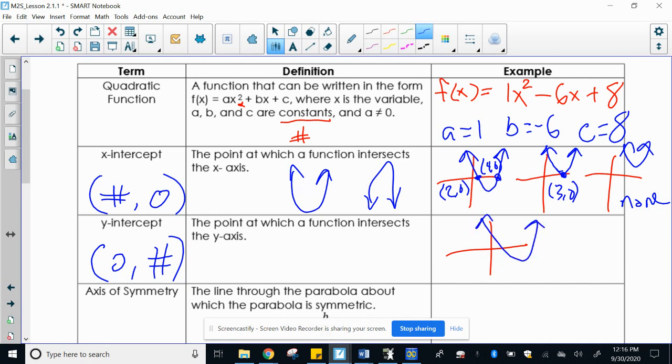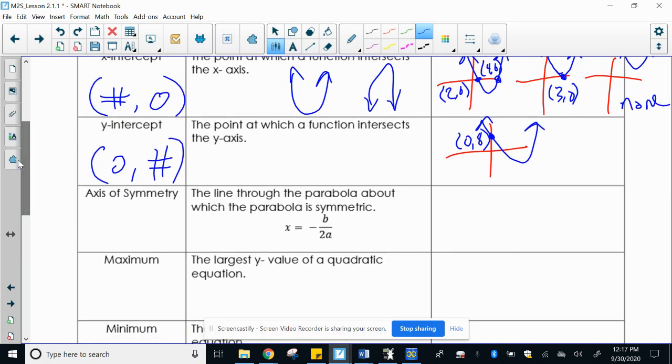Okay, well, the y-intercept would be the point where we're crossing this up and down y-axis. So maybe this one's at (0, 8). Okay, then your y-intercept would be (0, 8). Again, before we get into graphing, what we're doing right now is introducing all these different vocab terms which make up the key features of a quadratic function.